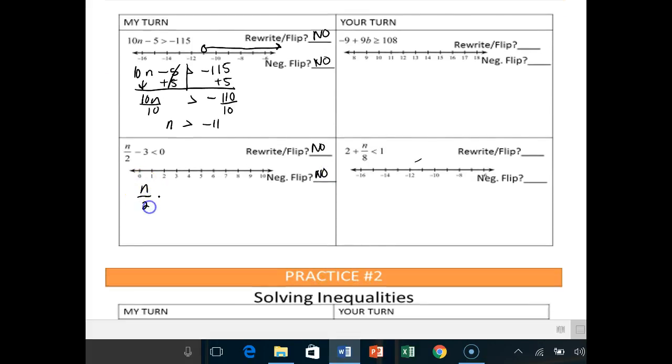n over 2 minus 3, keep the sign the way it is, less than 0. So I add 3 to both sides. I get n over 2 is less than 3. And I finish by multiplying by 2. When I do that, I get n is less than 6. So it's an open circle at 6, pointing to the left, or all numbers less than 6. All right? So I'd pause and do the your turn problem right now.